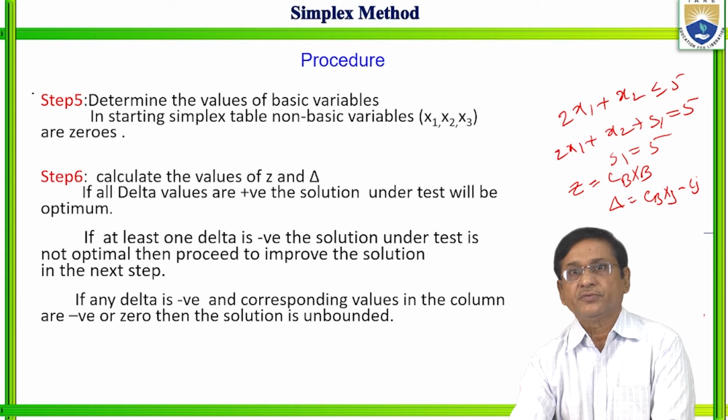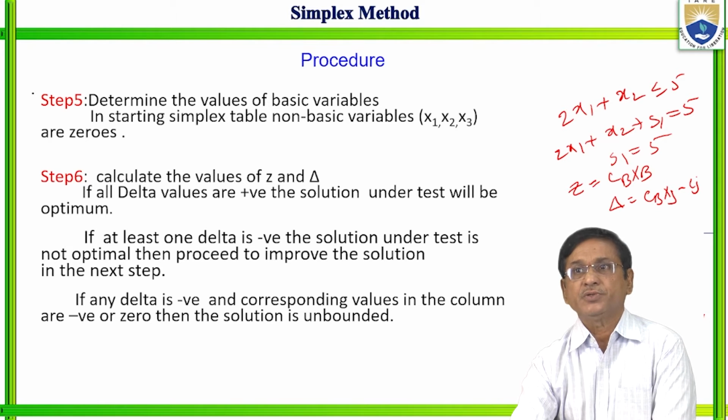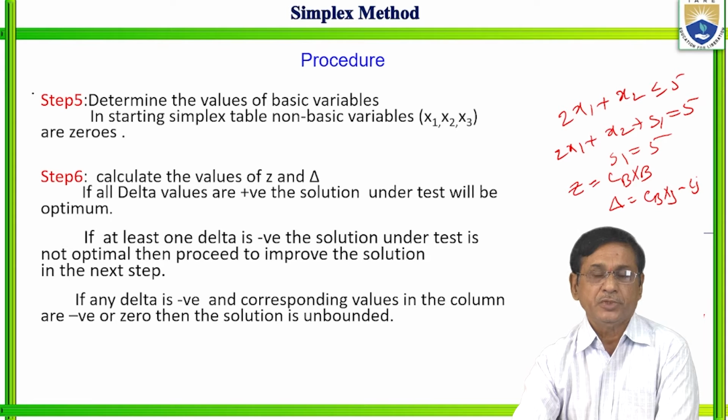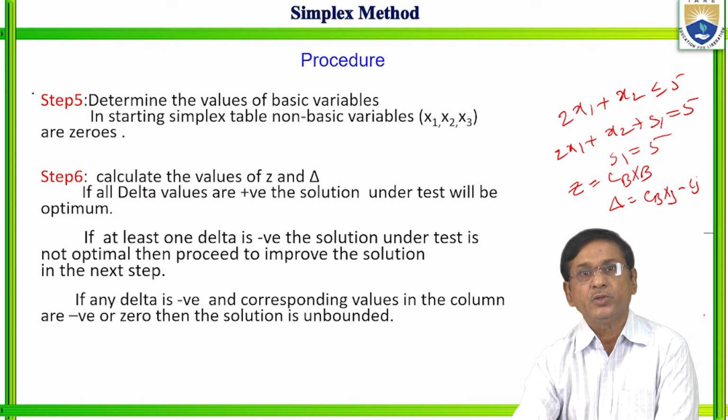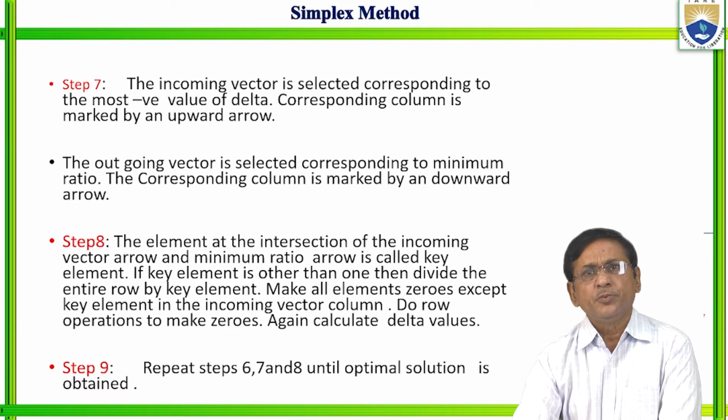After calculating the values of Z and delta, we have to test whether all the delta values are positive or not. If all delta values are positive, the solution will be optimum. If any one is negative, then we have to improve it in the next step. If delta is negative and corresponding values in the key column are zeros or negative, then the solution is unbounded. Next, for improving it, we have to determine the incoming vector.